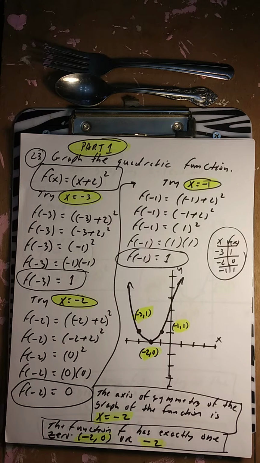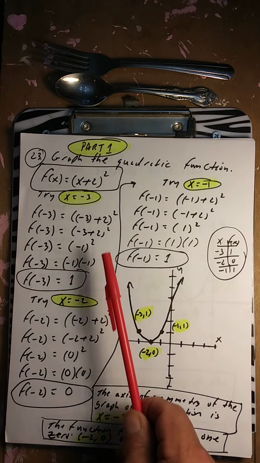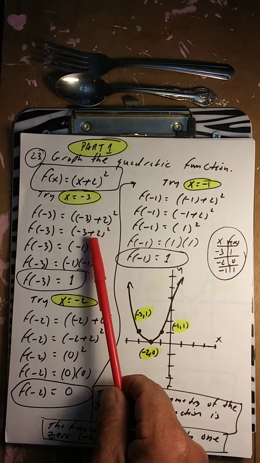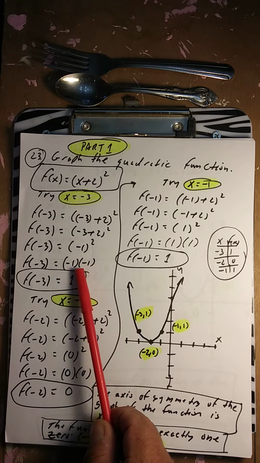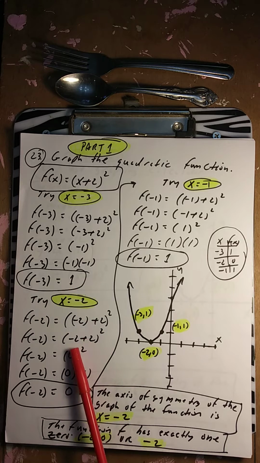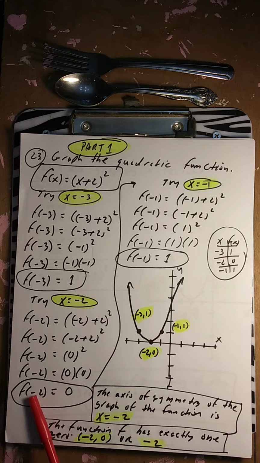Graph the quadratic function. I'm going to do it the long way first. I'm going to put numbers in there. Negative 3, put it in the formula. Negative 3 plus 2 is negative 1. Negative 1 squared is 1. F of negative 3 is 1. Put a negative 2 in there. Negative 2 plus 2 is 0. 0 times 0 is 0. F of negative 2 is 0.